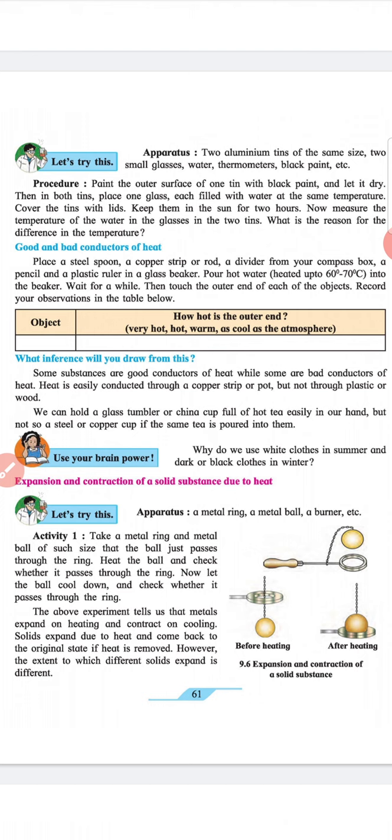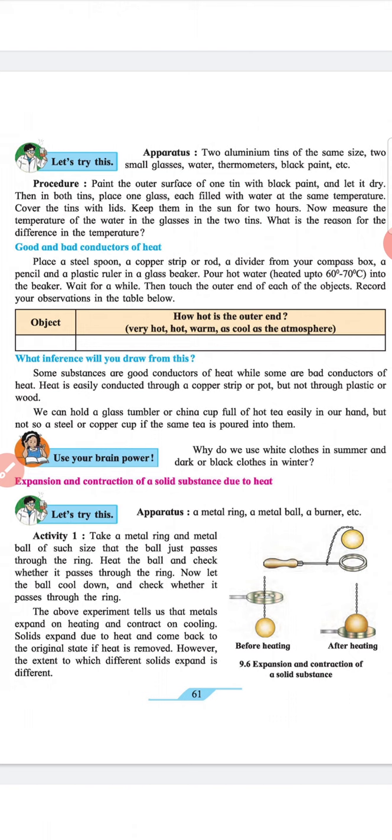Cover the tins with lids. Keep them in the sun for 2 hours. Now, measure the temperature of the water in the glasses in the two tins. What is the reason for the difference in temperature?